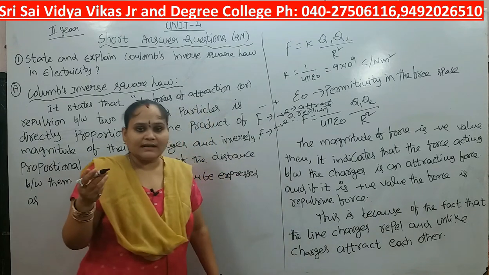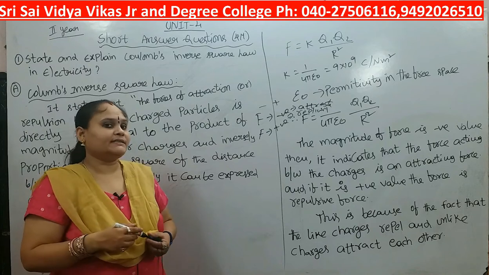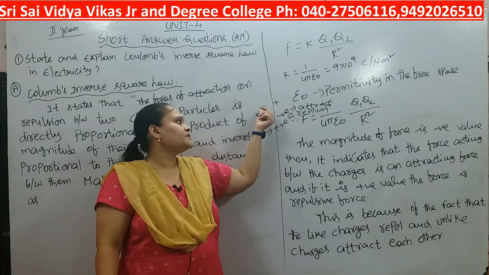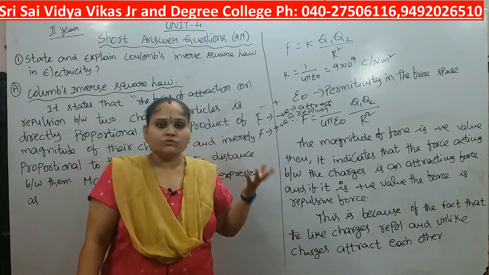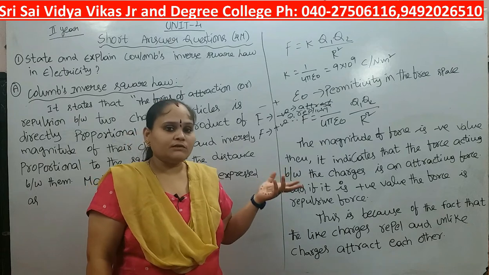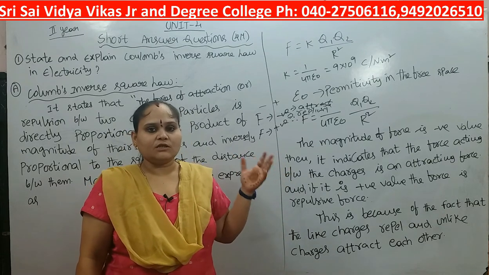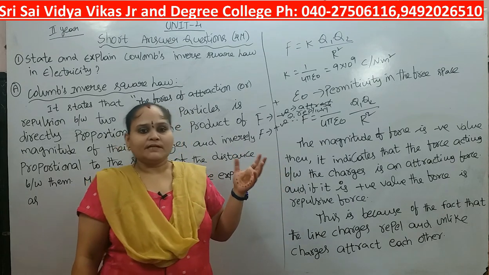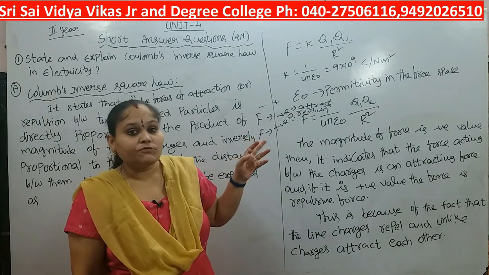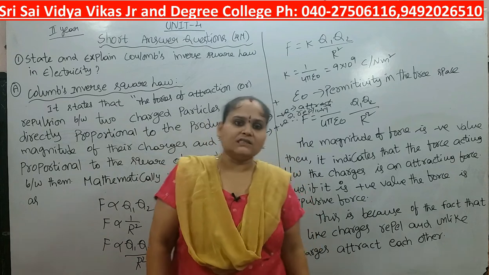Because like charges repel and unlike charges attract each other. When Q1 and Q2 are plus into minus, the product is negative, so we get an attractive force. For example, two plus charges or two minus charges multiplied give a positive value, so that force is a repulsive force. That means those two charges are like charges.